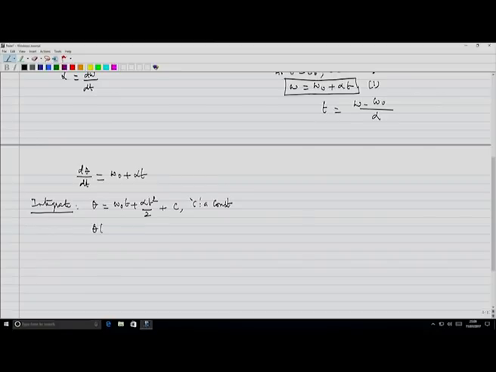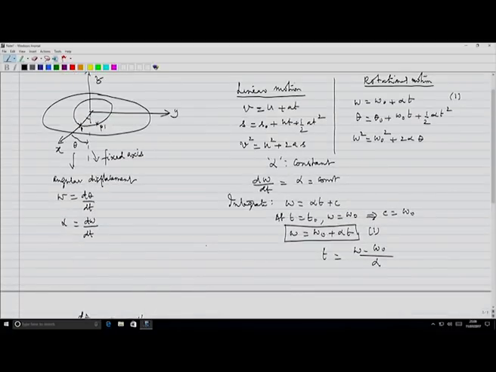It's a constant of integration. Let us say that at time t equal to 0, theta is theta naught. So when I put that, what will happen? This implies c is equal to theta naught. Therefore theta is equal to theta naught plus omega naught t plus alpha t squared by 2. This is the second equation of motion. This is the second, and this is the third.